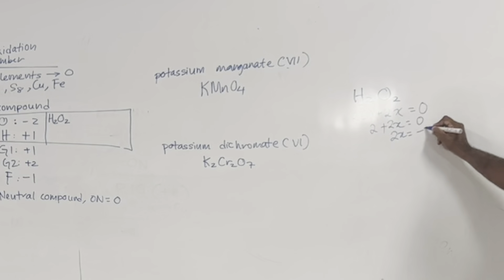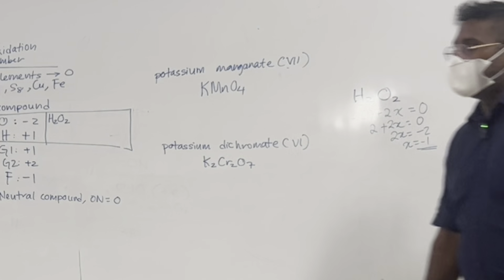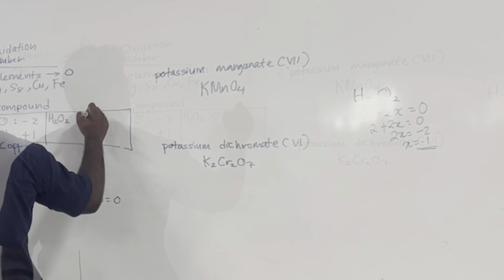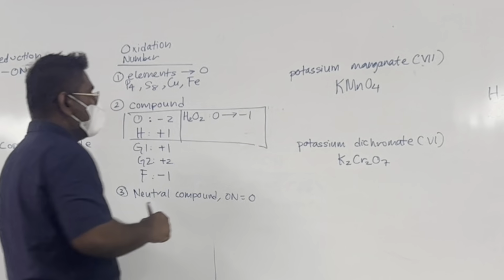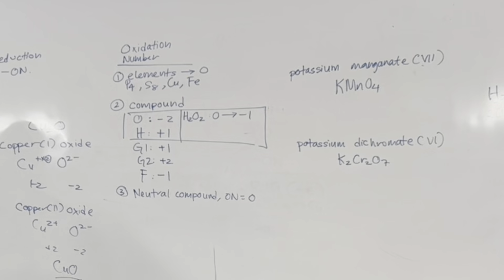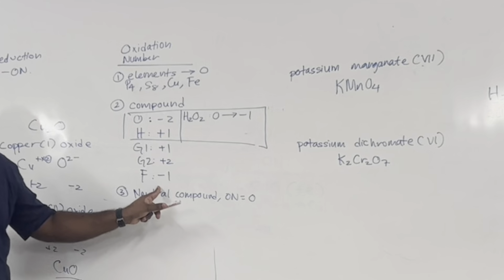2X equals -2, so X is going to be -1. So the exception is that oxygen is -1 in H2O2. That is one of the exceptions.